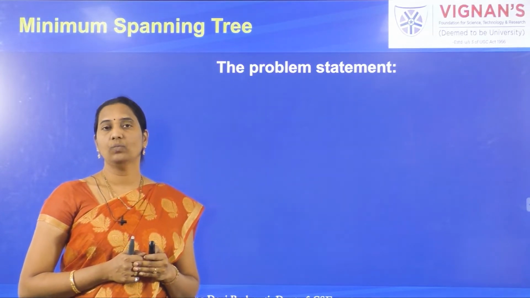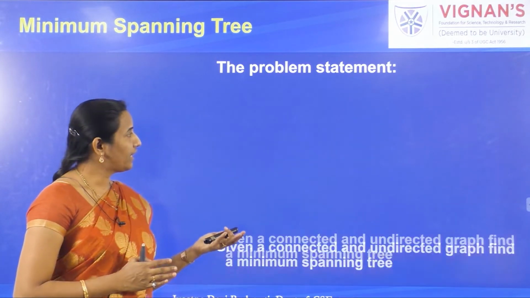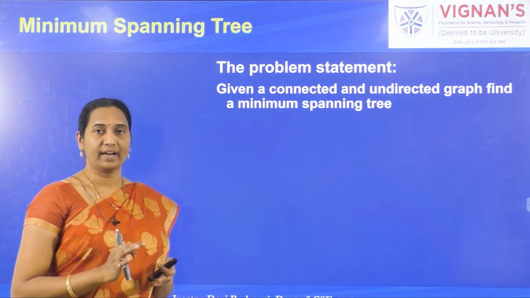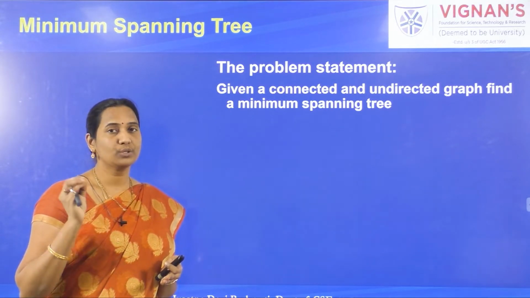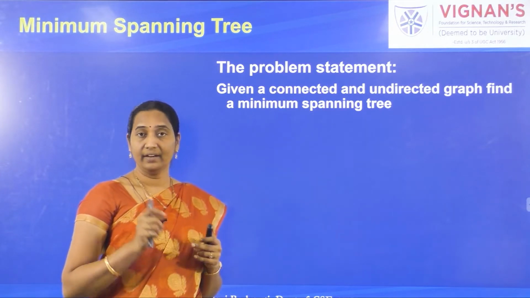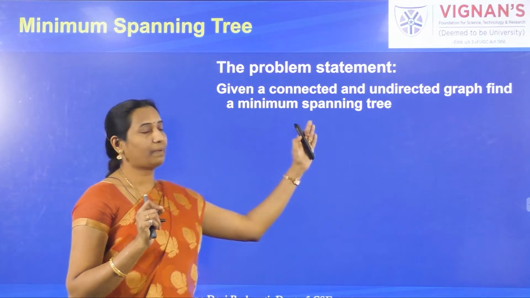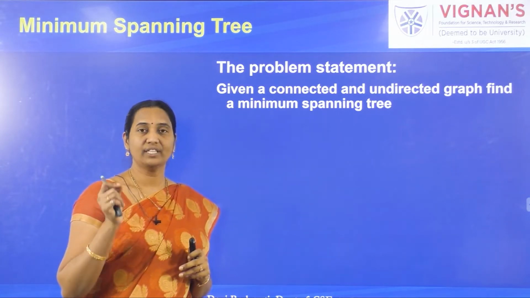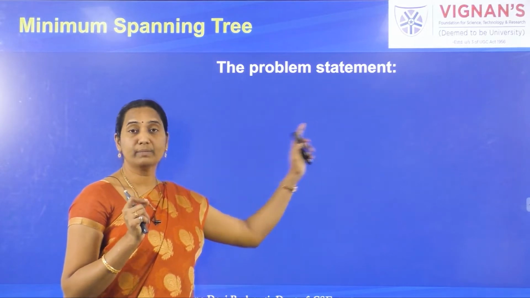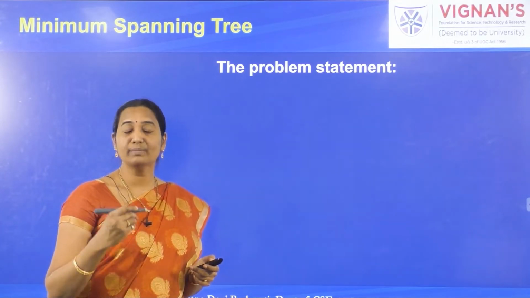Let's try to understand what the problem related to minimal spanning tree is. You will be given a graph and you need to identify the minimal spanning tree in the graph. The graph that is given to you is an undirected, connected graph, and from that graph you need to find the tree which is a minimum spanning tree. So first of all we need to understand what a tree is, what a spanning tree is, and what a minimum spanning tree is. Only then can you understand how to find the minimal spanning tree.